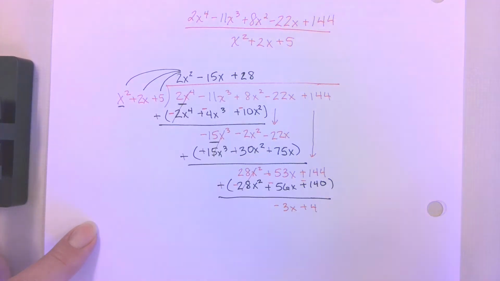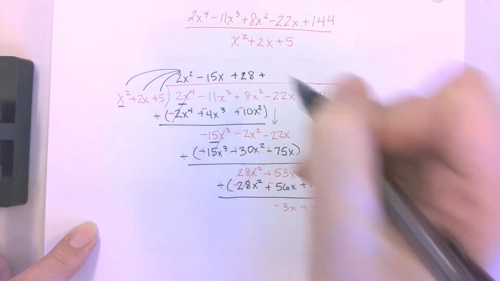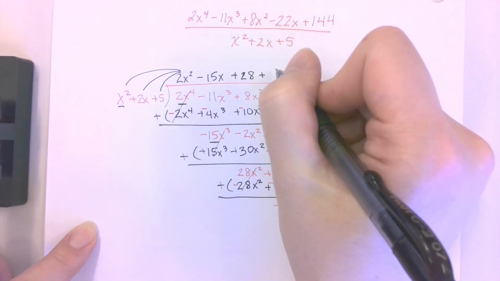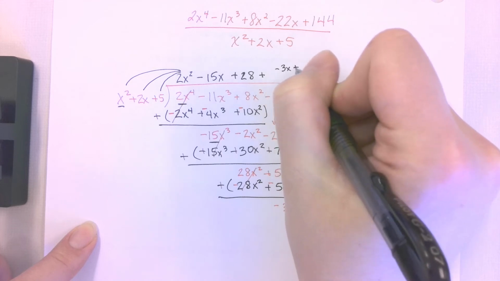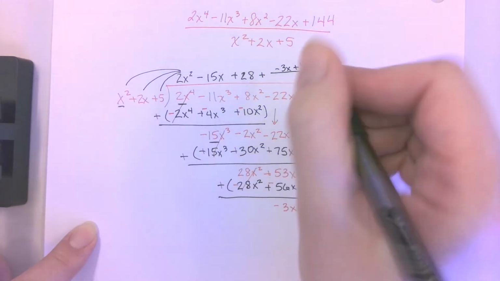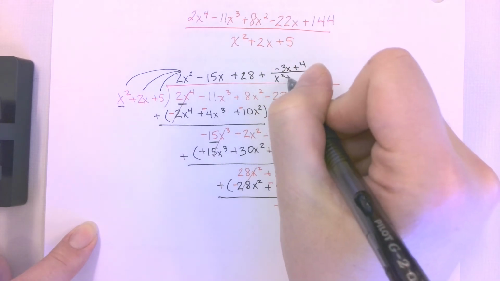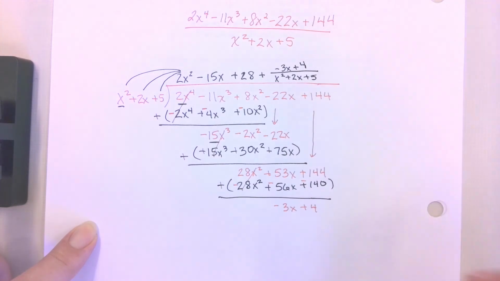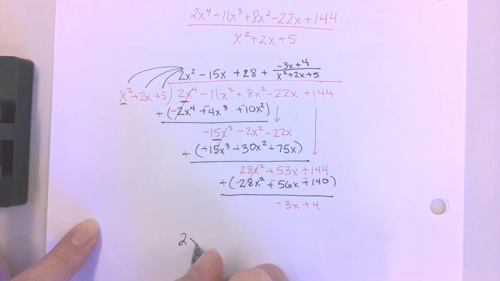So all I do, again, is I add it on. I want to keep the negative sign with the 3. So I'm going to add on my remainder of negative 3x plus 4 and divide it by my trinomial divisor of x squared plus 2x plus 5. So the final answer, 2x squared minus 15x plus 28.